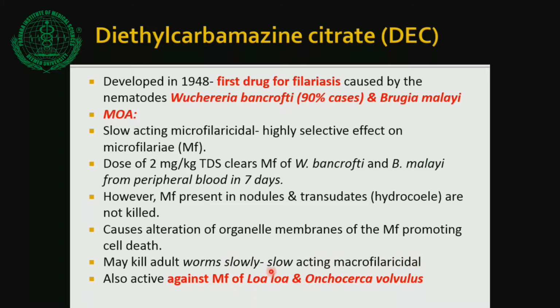This is the difference between Ivermectin and DEC. Both are active against filariasis, diethylcarbamazine citrate and Ivermectin. But Ivermectin does not act on adult worms, it acts only on microfilariae, while DEC acts on both microfilariae as well as adult worms. Apart from that, it is also active against the microfilariae of Loa loa and Onchocerca volvulus. Okay, but in Onchocerca volvulus, the efficacy of Ivermectin is more than DEC. So in Onchocerca, Ivermectin becomes the drug of choice. So in filariasis caused by Wuchereria bancrofti and Brugia malayi, DEC is the drug of choice, while in Onchocerca, Ivermectin is the drug of choice.